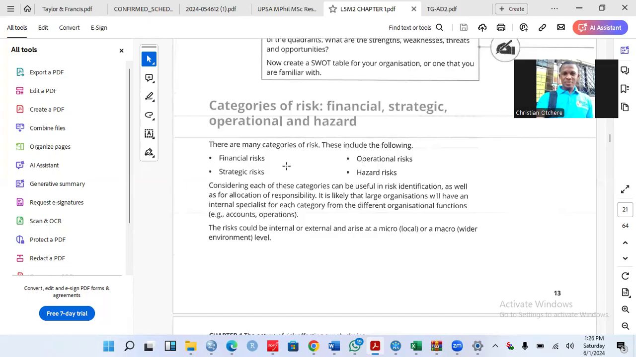So like I was saying, this is very examinable. Financial risk, operational risk, strategic risk, hazard risk. Operational risk, strategic risk, and hazard risk all have financial implications. Let's start with operational risk. Now, here we are looking at your ability to perform your day-to-day task.